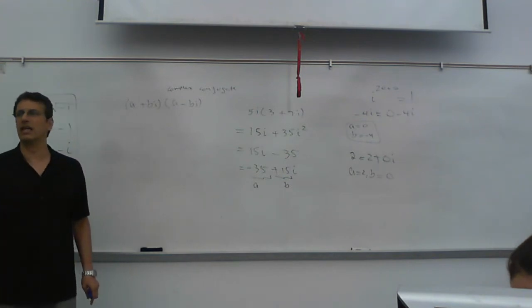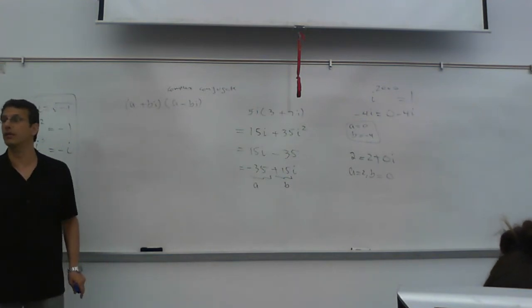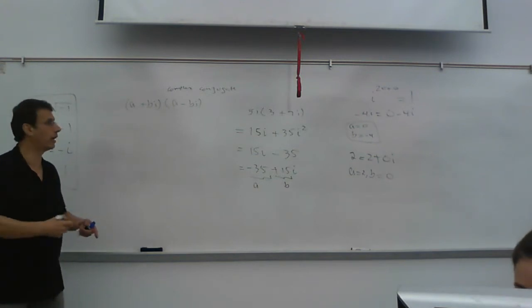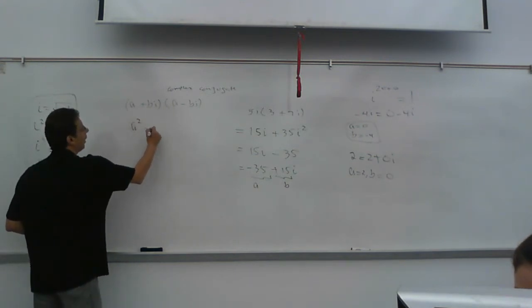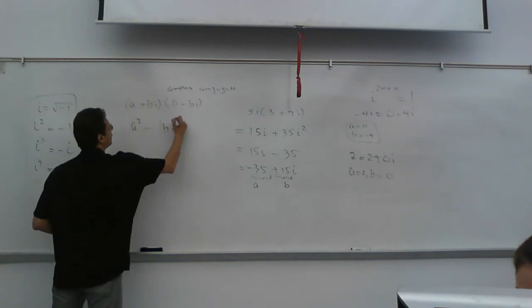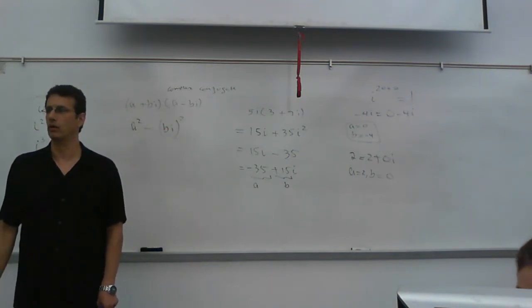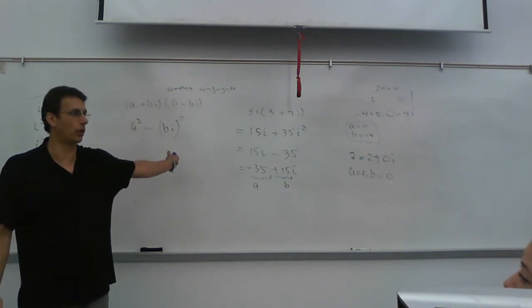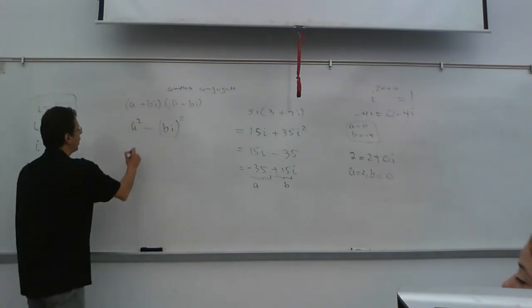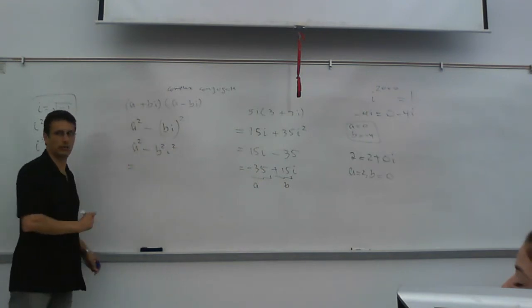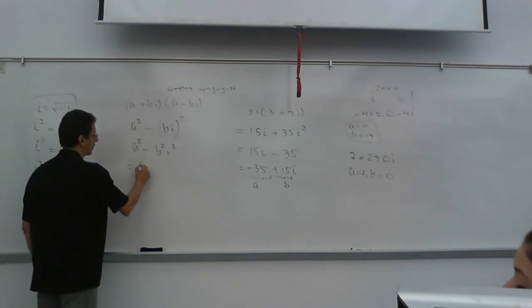Now, what was A plus B times A minus B? The product was A squared minus B squared, right? Now in this case, A plus BI times A minus BI. Does that work? Is everybody clear? I'm using the special product. So this becomes A squared minus B squared I squared. Is that right? Which is what? A squared plus B squared.